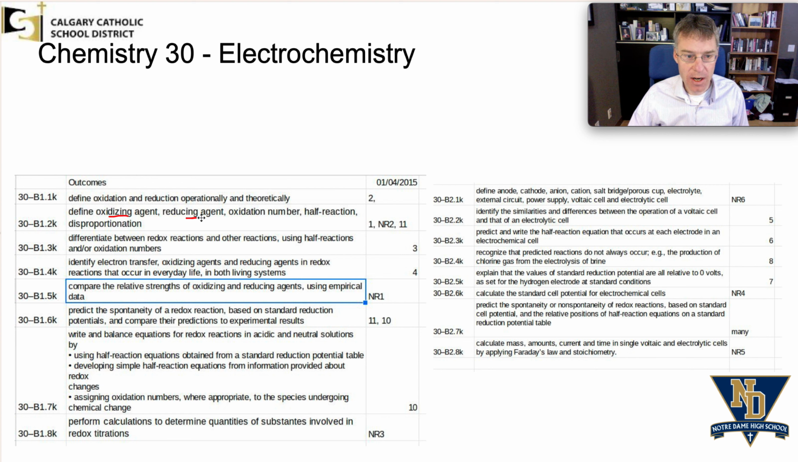Defining OAs, RAs would be 1 lesson topic, oxidation numbers another, half reactions another. So I do have multiple outcomes. I've decided that this outcome warrants more point value on the test than just 1 question. Again, we still see some very sort of universal questions, and I just have many there.